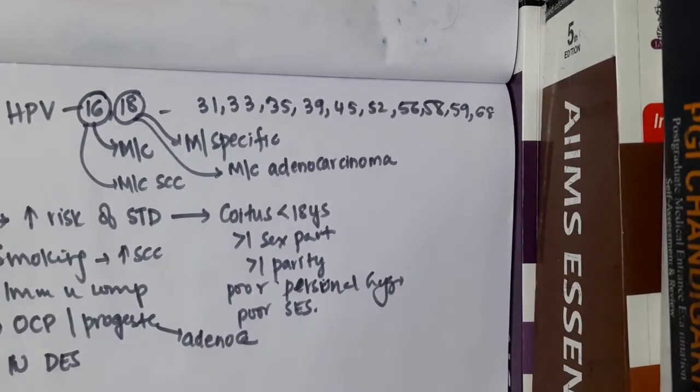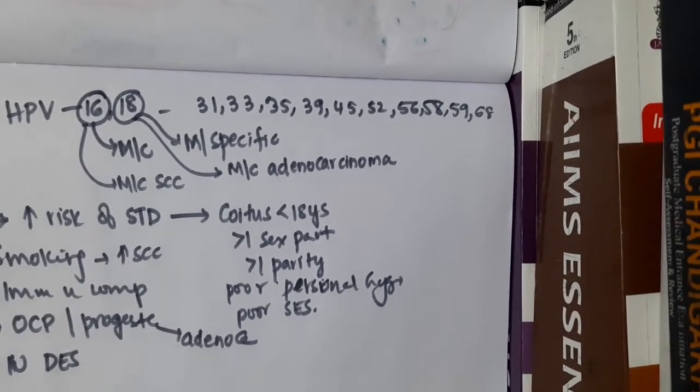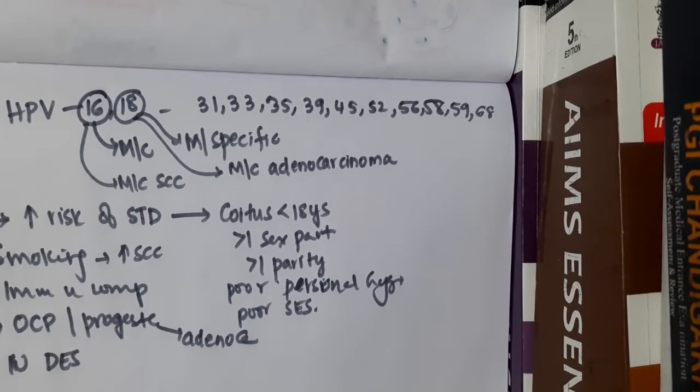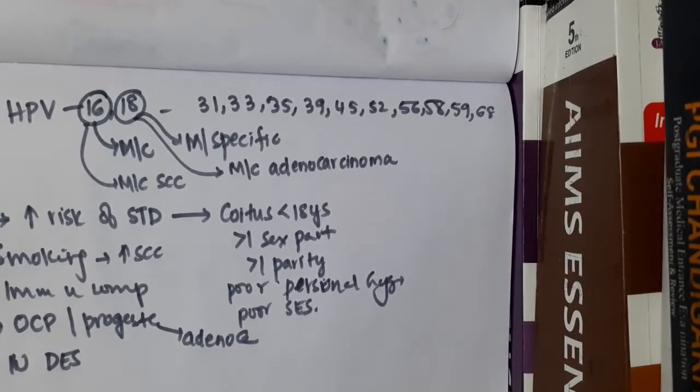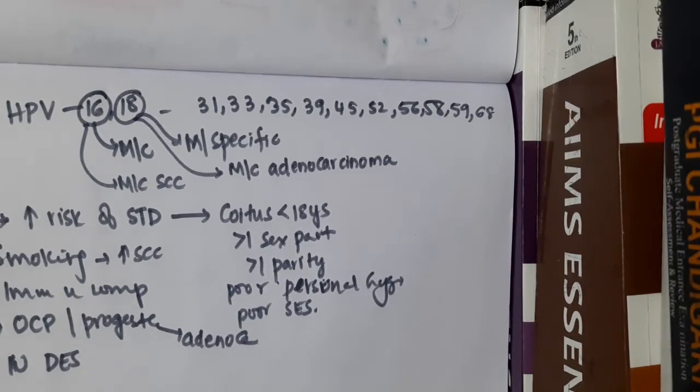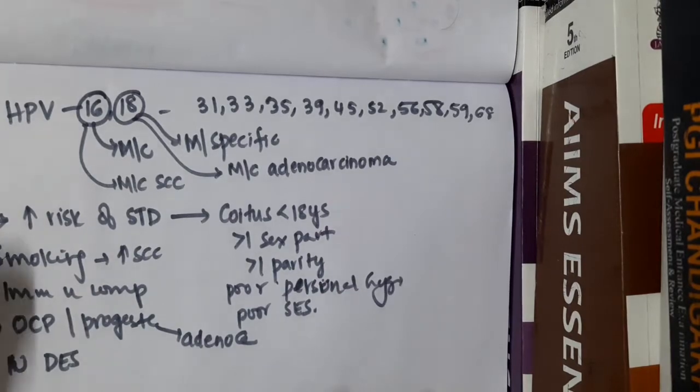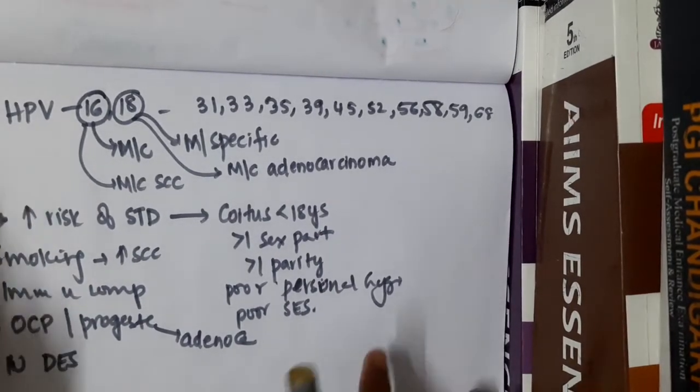Etiological features include HPV, coitus before 18 years of age, more than one sex partner, multiparity, poor personal hygiene, poor socioeconomic status, smoking increases squamous cell carcinoma risk, immunocompromised individuals, OCP and progesterone usage increases the risk of adenocarcinoma, and also intrauterine diethylstilbestrol increases the risk, right? So this is about the CIN etiology.